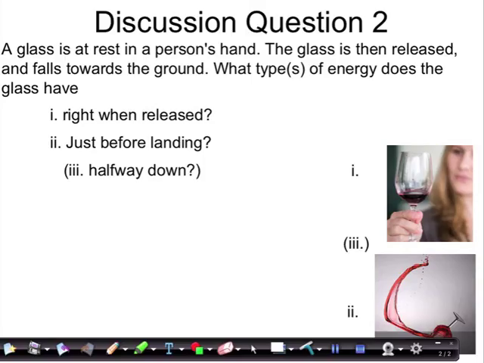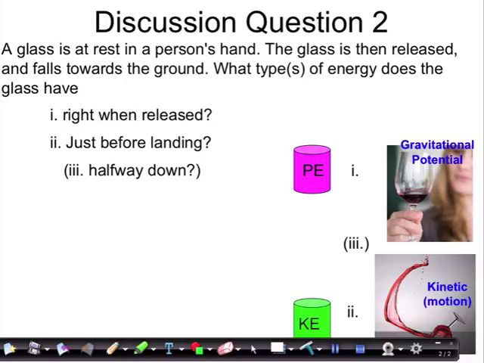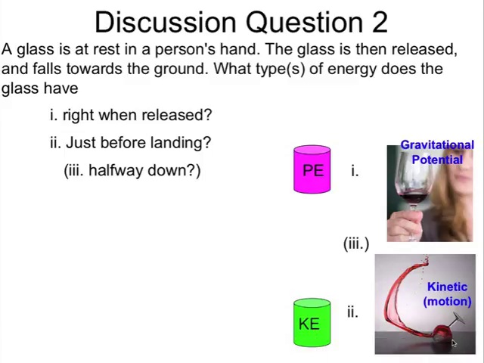Okay, right when the glass is released, it has gravitational potential energy because it's a certain height above the ground. And just before it lands, it has kinetic energy because the glass is moving. It has no potential energy right before it hits the ground because it's right above the ground.